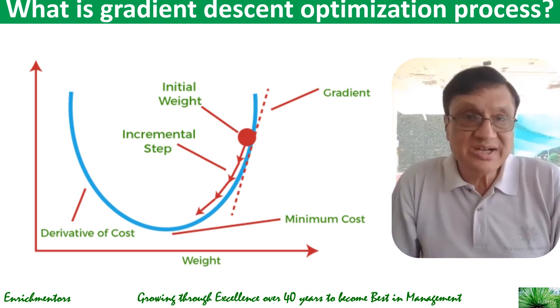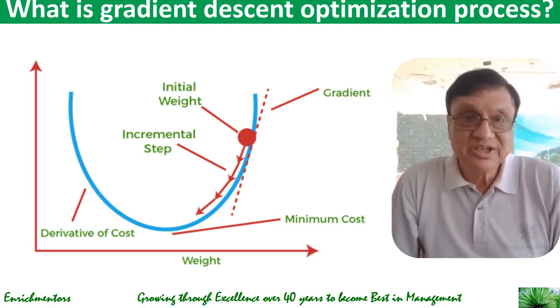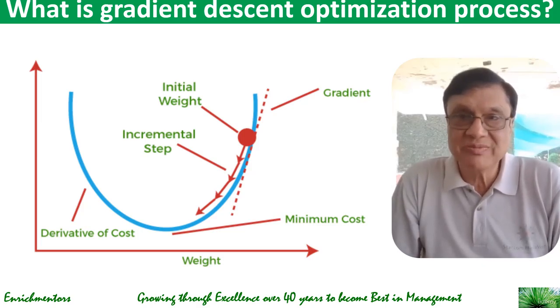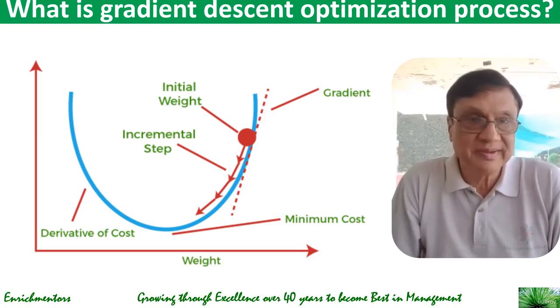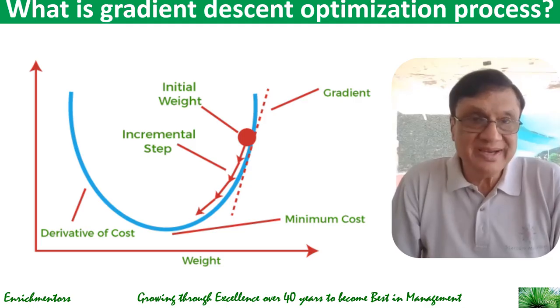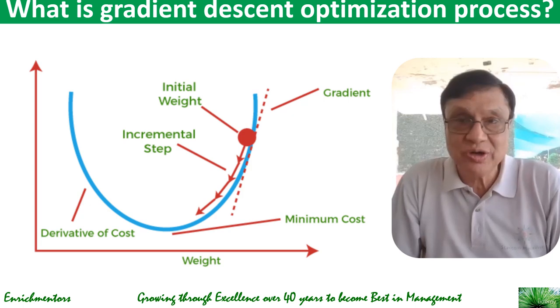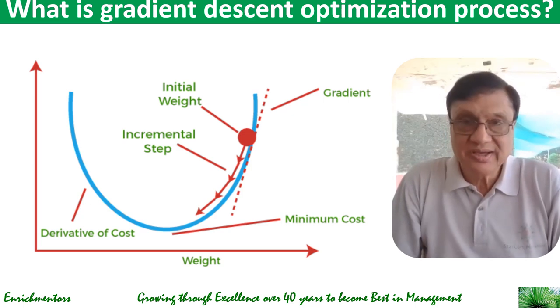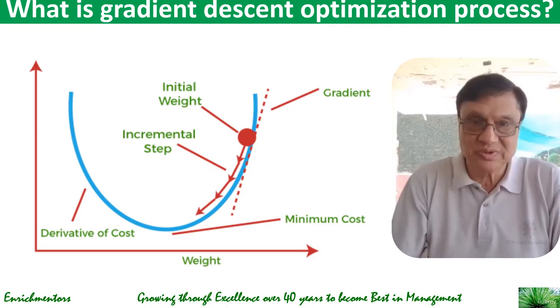Now, gradient descent is an optimization algorithm. It's an algorithm that is used to minimize the loss or the cost function of a machine learning model. What are the errors? So it minimizes the errors in the machine learning model. And it works by iteratively updating the parameters of the model in the direction of the steepest descent of the loss function or the cost function. So that's the principle. You get an idea? Let's take a look at how this gradient descent optimization process works.